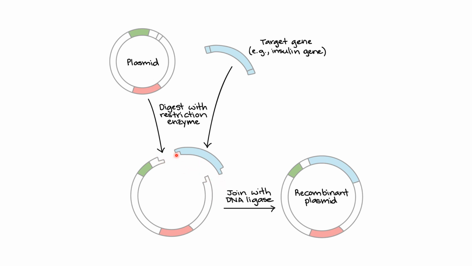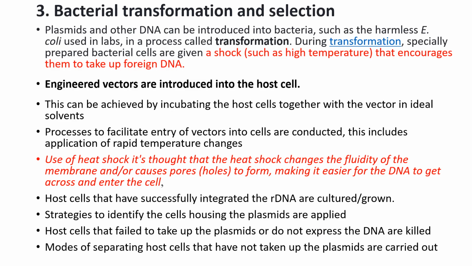For example, if this end was A on the target gene, the other end here will be T. If this end here is G, then the other end this side will be C. So they make complementary overhangs. Then they are joined by ligase to form a recombinant plasmid. So DNA has been recombined, and hence recombinant DNA technology.